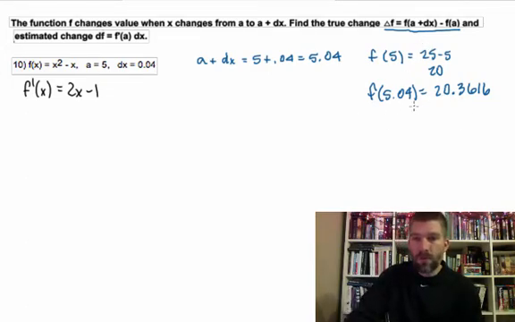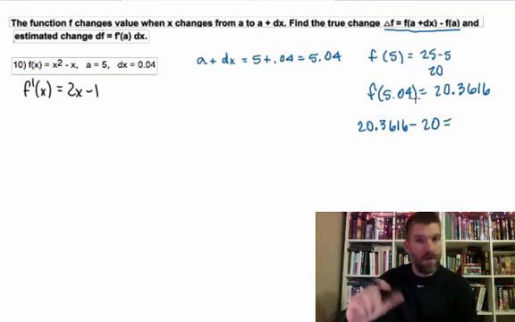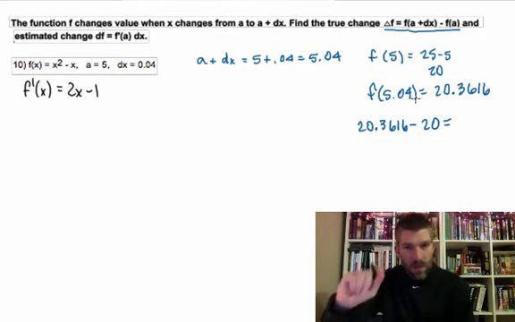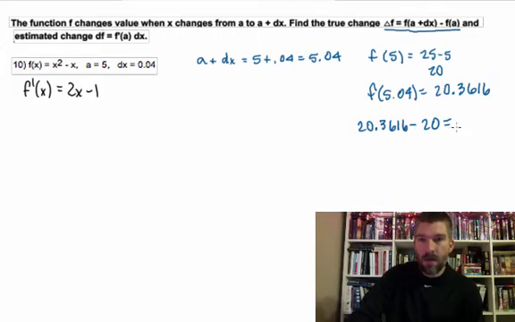So when I do all of this in blue, I'm going to do my f of a plus dx, 20.3616, minus 20. And so I get a change in f. In other words, how much my y value changes because my x value changed by 0.04. I have that much error. My y value then has error or a change of 0.3616. Okay. We could look at it then with the estimated change, which is f prime.